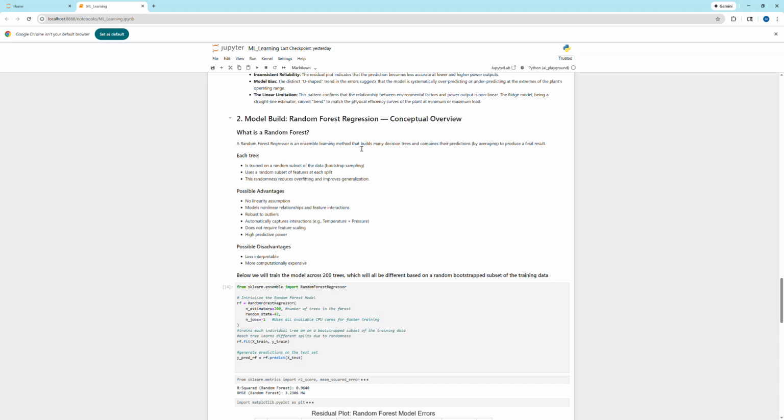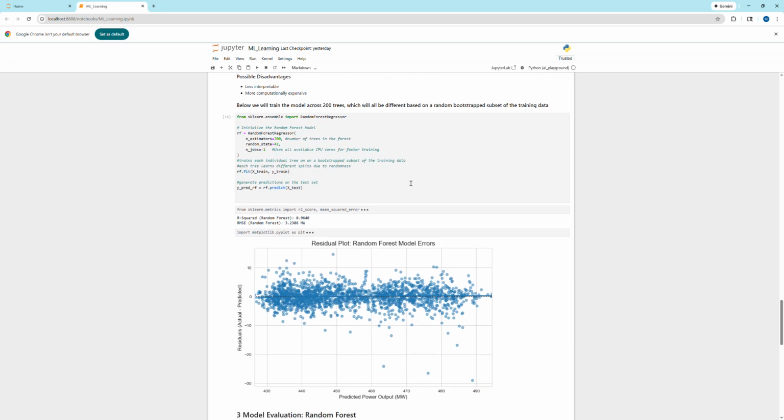We then went to random forest. Again, we had 200 trees in our forest, and we used bootstrap sampling using a random subset of features of data for each split. And let's take a look at those results.